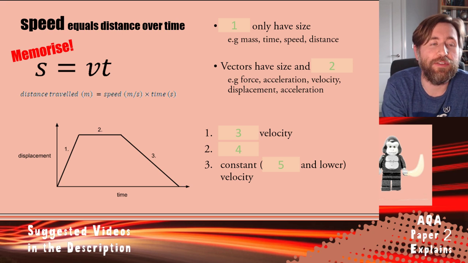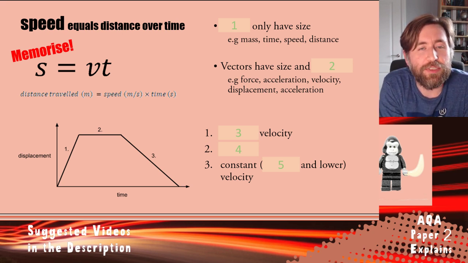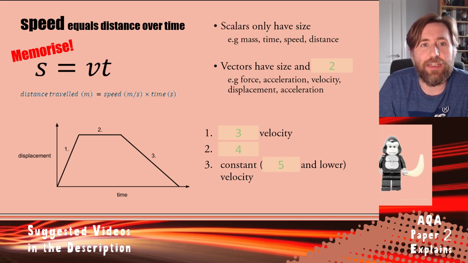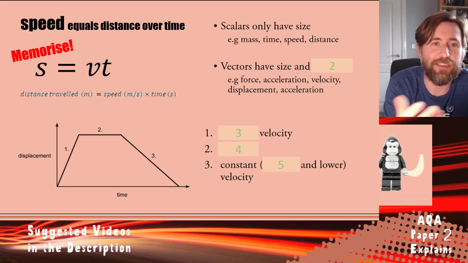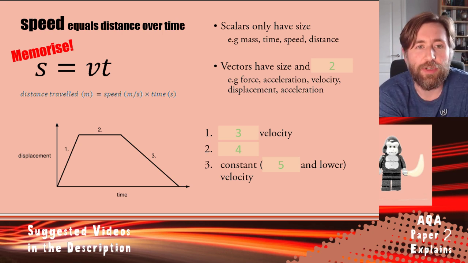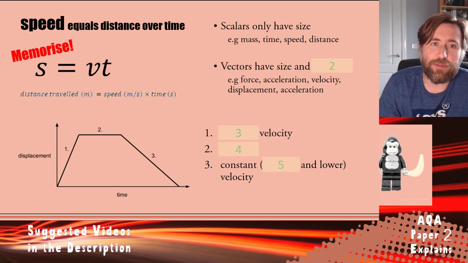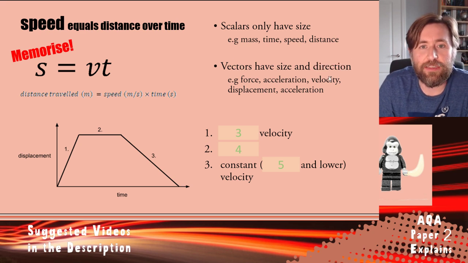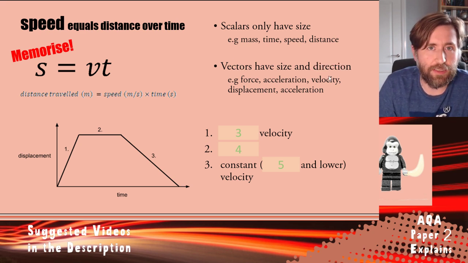Okay, you need to know about speed and how to work from displacement-time graphs. Now, speed is an example of a scalar. Speed is distance over time, and that's the equation, but it's written as distance equals speed times time, so make sure you memorise that. Examples of scalars, which only have size, are mass, time, speed, and distance. Vectors have size and they have direction. So that's the difference between a scalar and a vector.